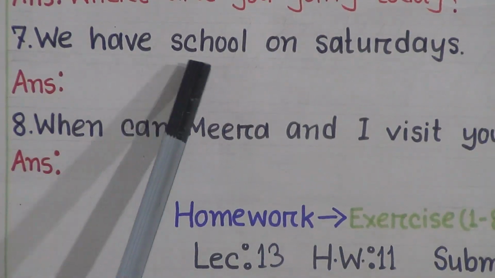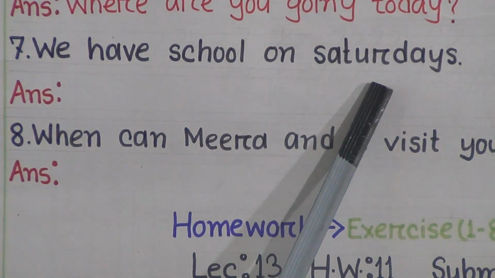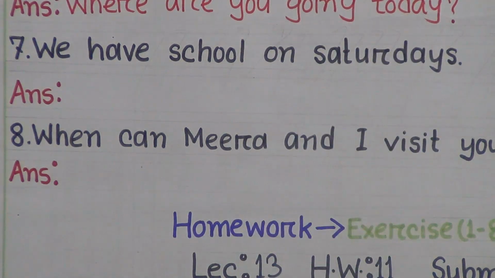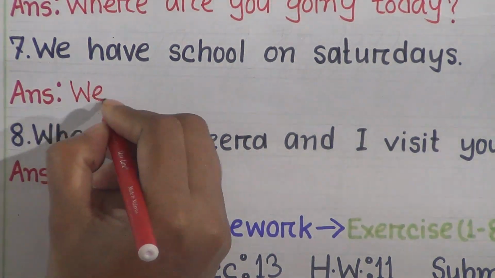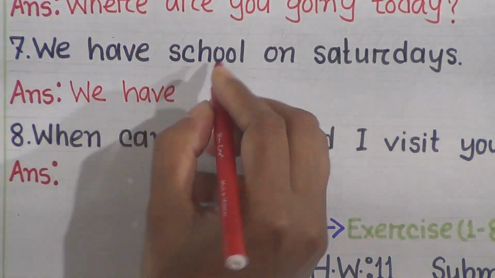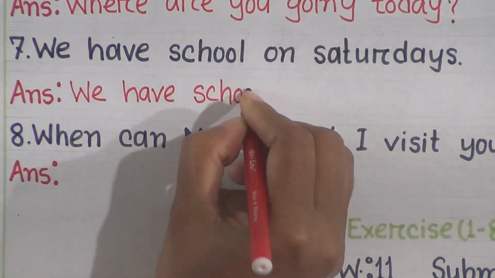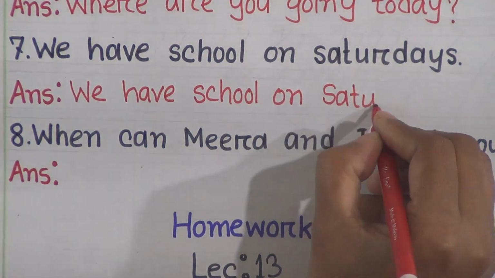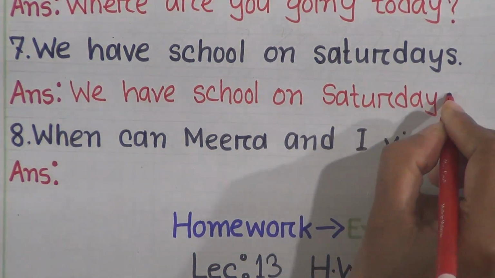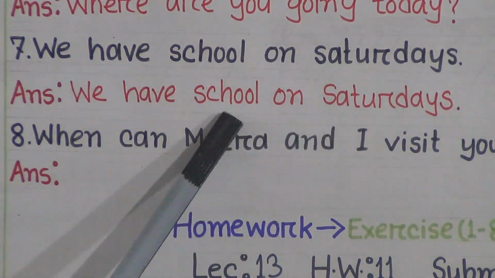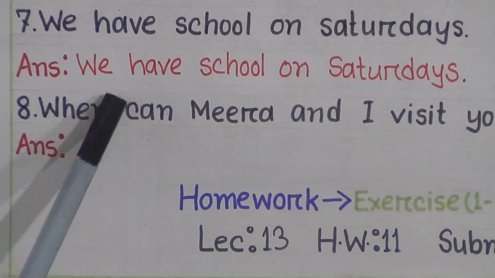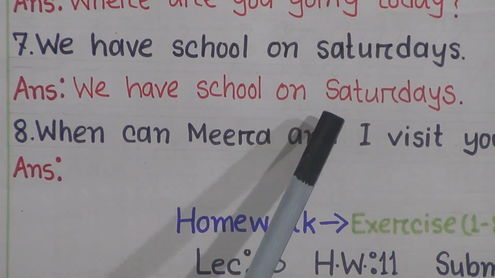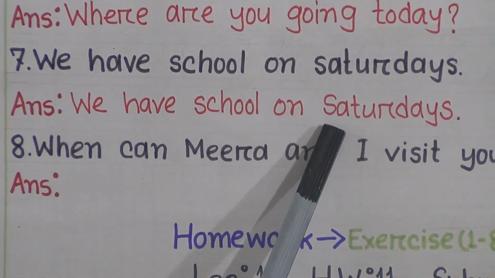Number 7, we have school on Saturdays. Okay, we find Saturday. This is the name of a day of the week, so we have to write the word in capital letter. We have school on Saturdays. S-A-T-U-R-D-A-Y-S, Saturdays. We have school on Saturdays. So this is a complete sentence because we write the word with a capital letter.